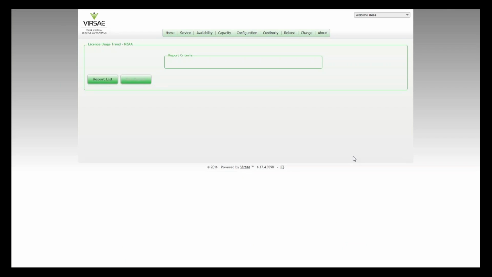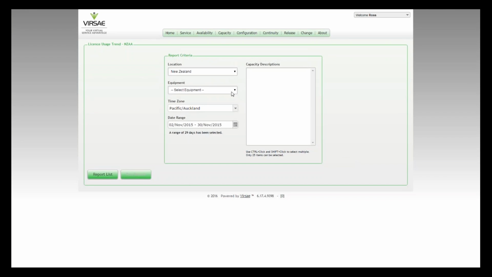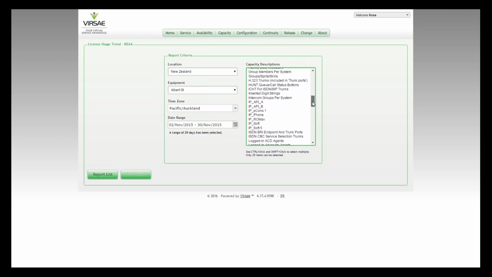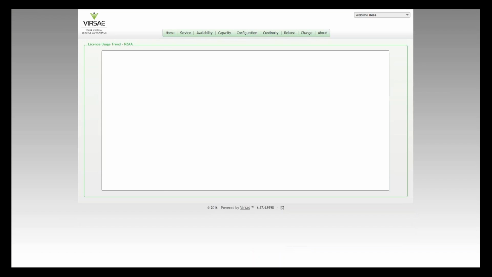One of the licenses that does tend to move around a lot is the logged in ACD agent license. It's a very expensive license to purchase and a very expensive license to maintain. So it's particularly important that we right size these licenses. Again, I like to choose the weekday to weekday scenario. Then we get a true picture of consumption. So I'm comparing Monday through to Monday in November there. I select the logged in ACD agents and run that report.